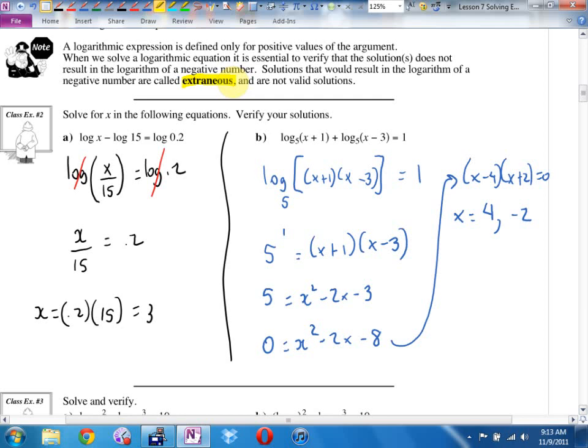So, double check. If I put this 3 right there, will that give me a negative inside the log? So I'm okay with that. I'm going to put a little check mark saying that I checked it off. Let's check this one here. If I put a 4 inside here, what's 4 plus 1? That works okay. What's 4 minus 3? That works okay. If I put a negative 2 right there, what's negative 2 plus 1? Can I take the log of a negative number? This one here, we reject.